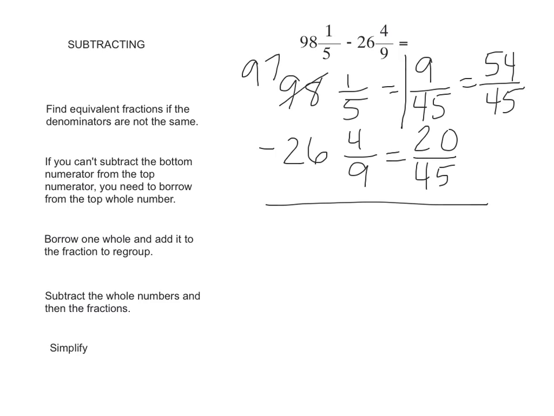I'm going to subtract the whole numbers first. 97 minus 26: 7 minus 6 is 1, and 9 minus 2 is 7. And then 54 minus 20 is 34, and I will write that over 45. I'll look and see, can I simplify this any further? Is there a number that goes into 34 and 45? And there is not. So 71 and 34 45ths is my final answer.